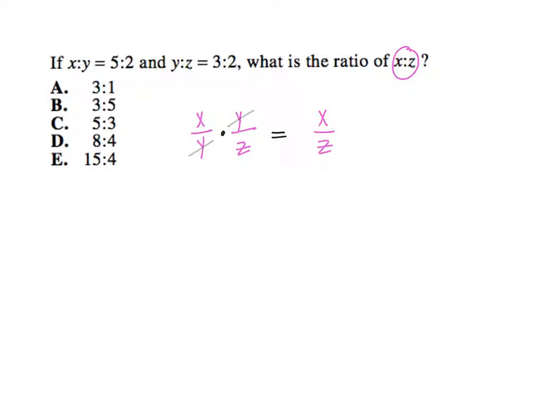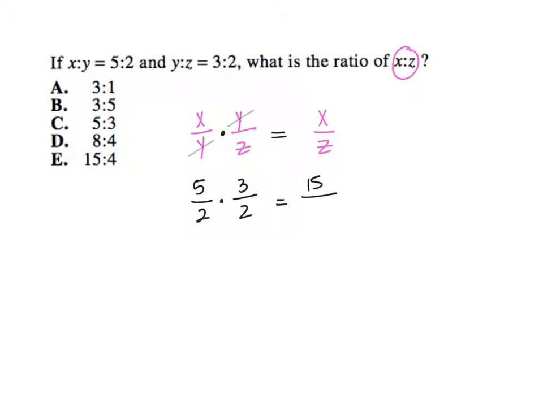Well, what does that mean if I have actual numbers or ratios? Well, x over y is really just 5 over 2. And I want to multiply this by y over z, which is 3 over 2. And so if I multiply these two, I should get x over z. So 5 times 3 gives me 15.